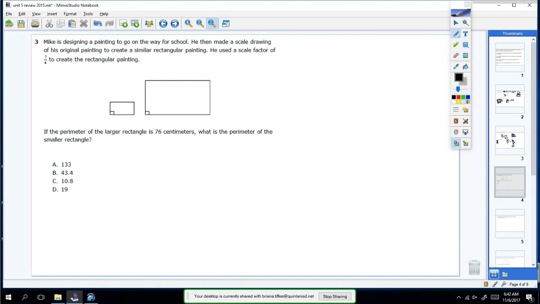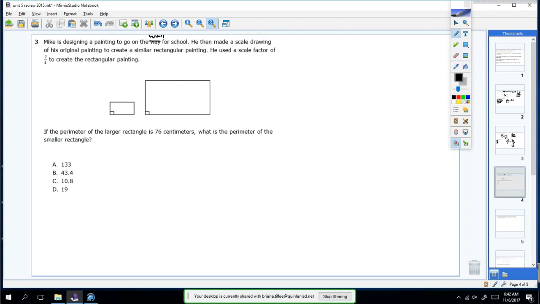Okay. Mike is designing a painting to go on the wall for school. He then made a scale drawing of his original painting to create a similar rectangular painting. He used a scale factor of 7/4 to create a rectangular painting. The perimeter of the larger rectangle is 76 centimeters. What's the perimeter of the smaller rectangle?